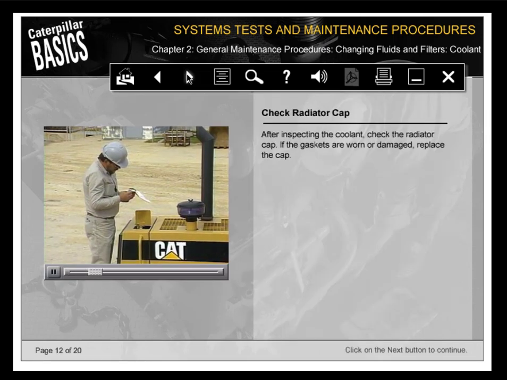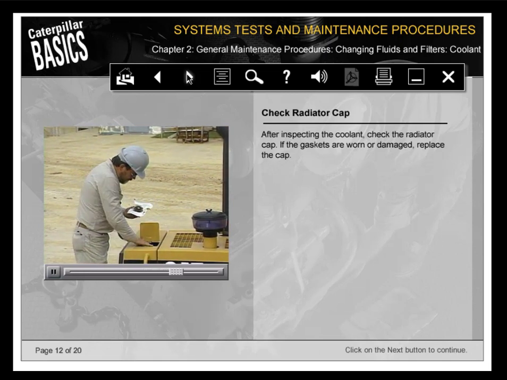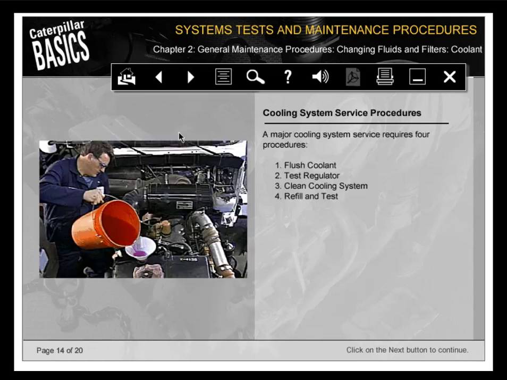After inspecting the coolant, check the radiator cap. If the gaskets are worn or damaged, replace the cap. A major cooling system service requires 4 procedures: flushing the coolant, testing the regulator, cleaning the cooling system, refill and test.